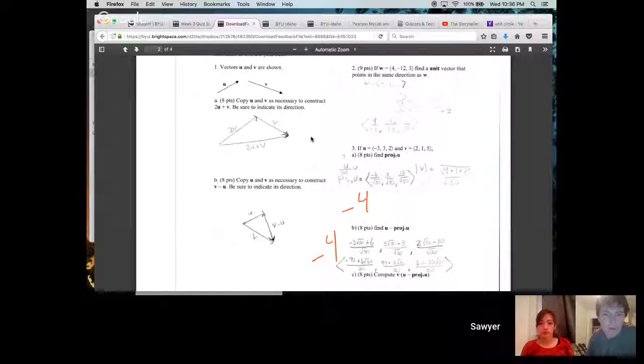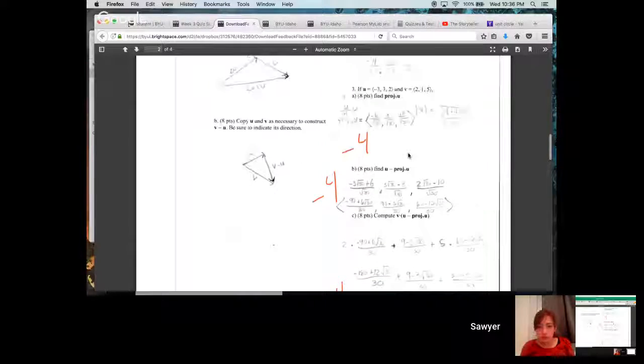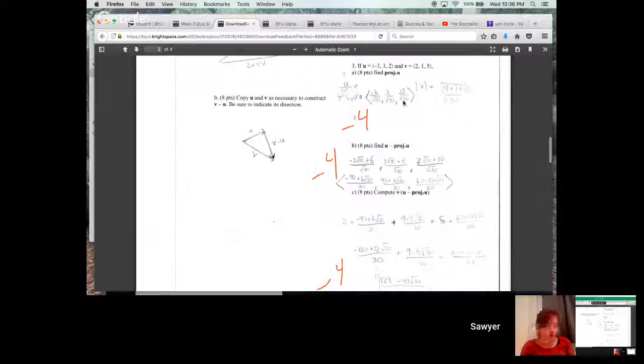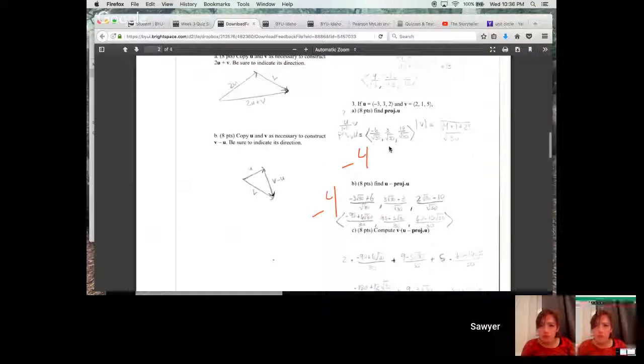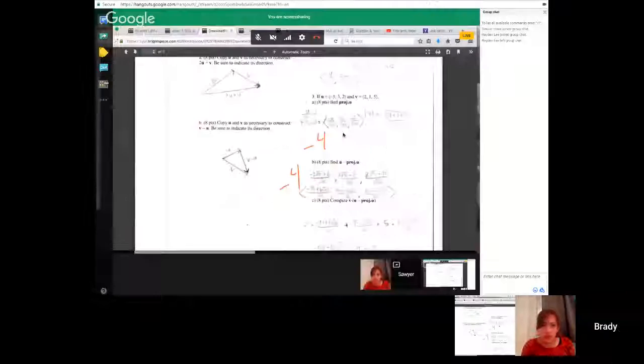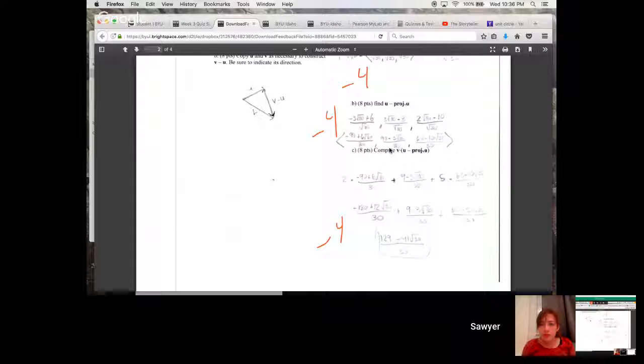Let me unshare mine. Here, where's screen share? Jessica, I don't know if you can see on mine. I missed number 3, the only one I missed, and I don't know what I did wrong. Sorry, maybe I just got the equation wrong.